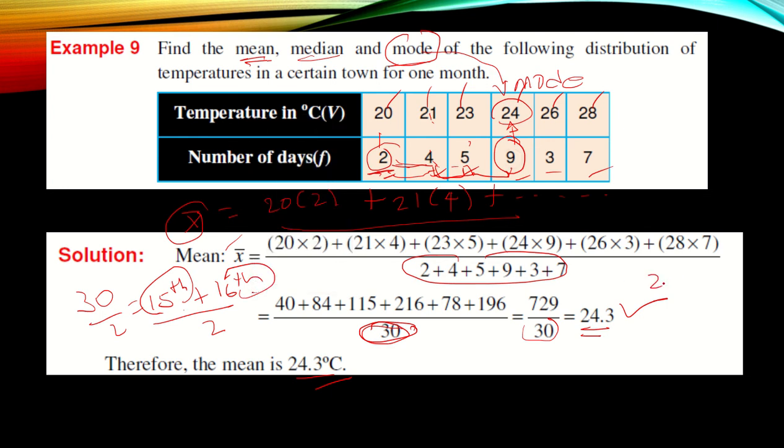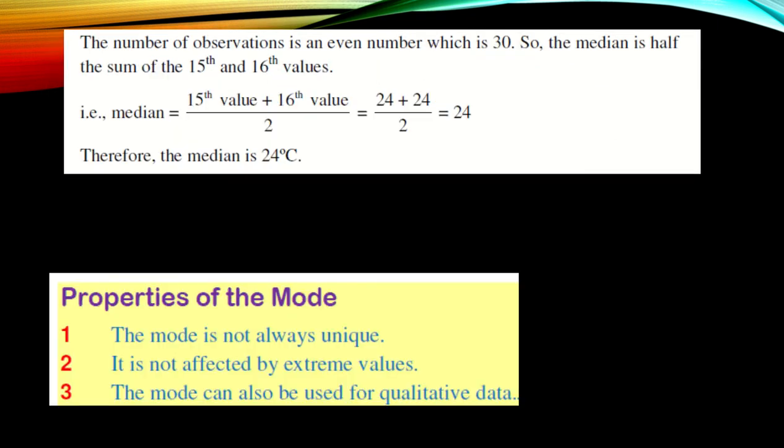So we have to do 24 plus 24, then divide by 2. The same number added and divided by 2 means it's going to be 24 itself. As you see here, it's done already. What does it say? The number of observations is even, which is 30. So the median is half. Half of what? Half of it, which is the 15th plus the 16th divided by 2. But both of them are 24.